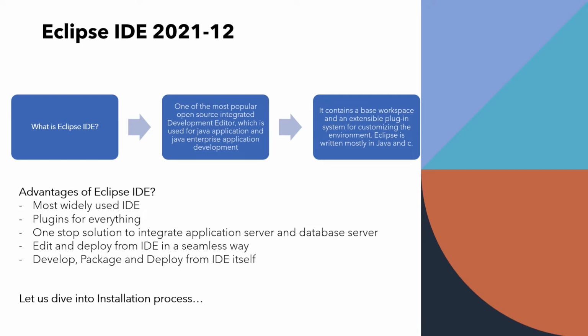So, what is Eclipse IDE? Eclipse IDE is one of the most popular open source integrated development environments, which is used for Java application and Java enterprise application development. It contains a base workspace. For example, when you develop an application, it is a work area that's called workspace, and extensible plugin systems for customizing the environment. Eclipse is written mostly in Java and C. Eclipse IDE has come a long way; almost 20 years back it had its first version.